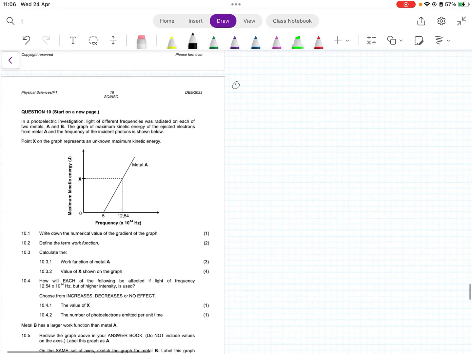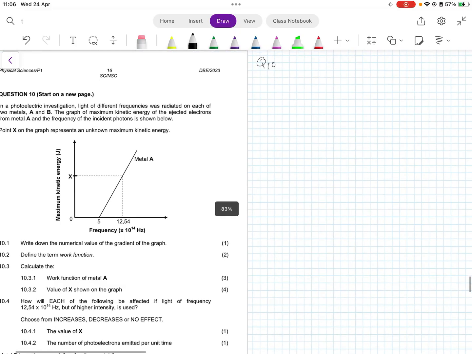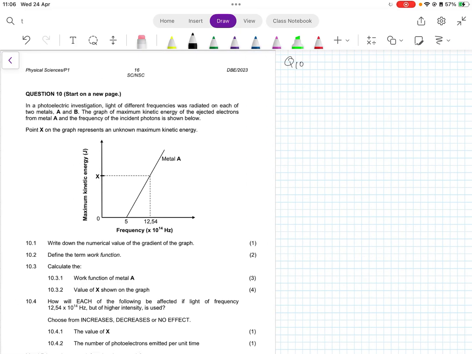Q10. Okay. In a photoelectric investigation, light of different frequencies was radiated on each of the two metals A and B. The graph of maximum kinetic energy of the ejected electrons from metal A and the frequency of the incident photons is shown. Okay, so we have the maximum kinetic energy of the ejected electrons versus the frequency of the incident photons. Okay, point X on the graph represents an unknown maximum kinetic energy.